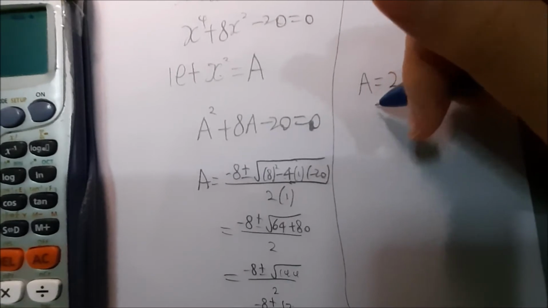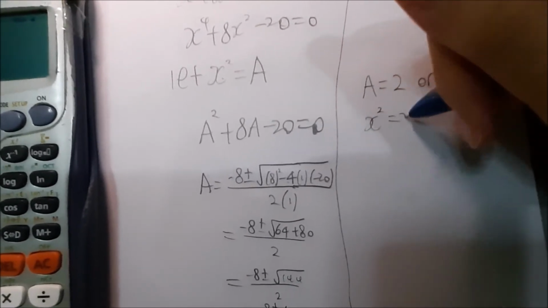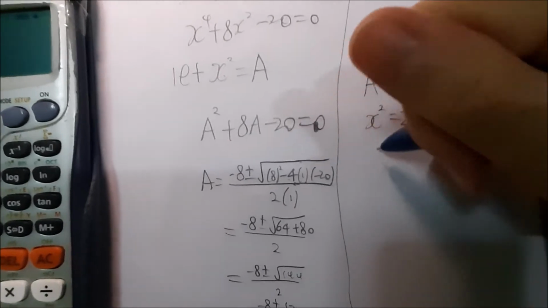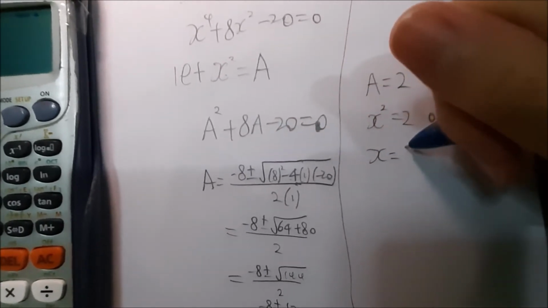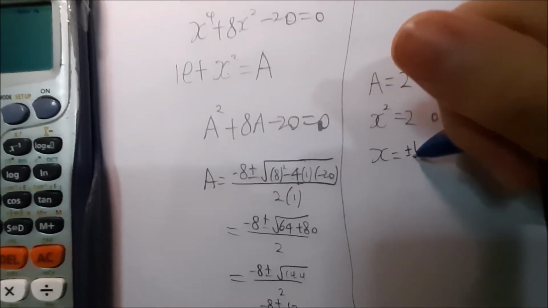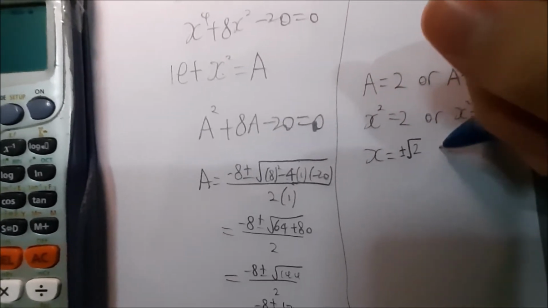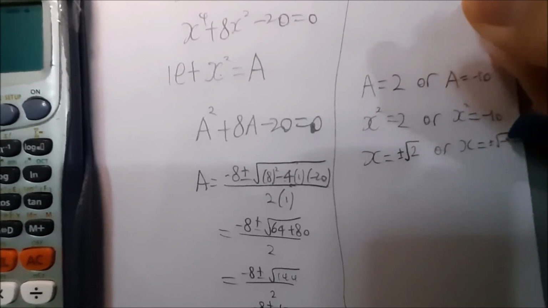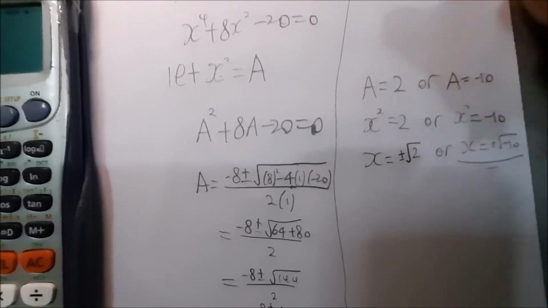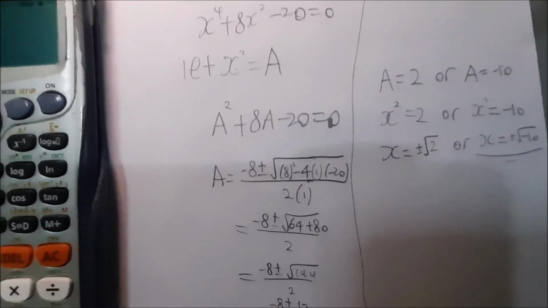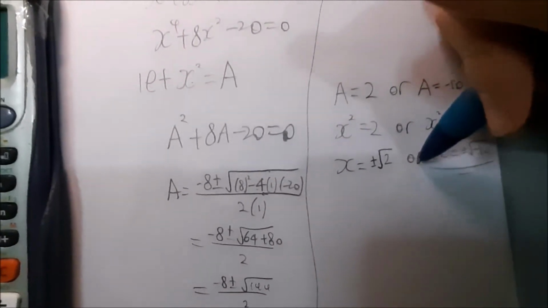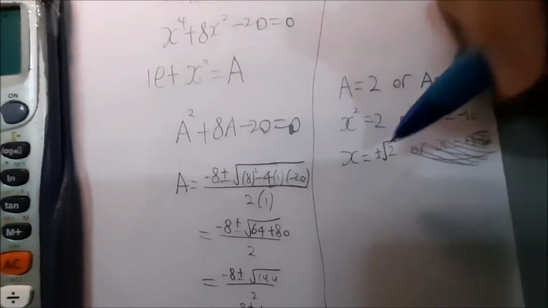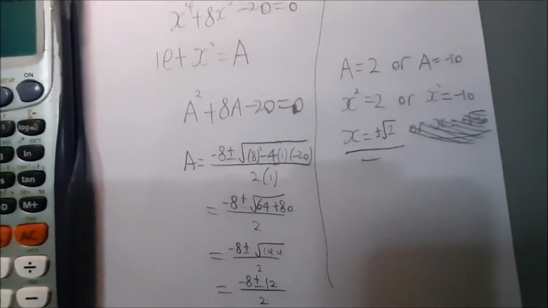And then from here you get x squared equals 2, or x squared equals negative 10, and you get x equals positive negative square root 2, or x equals positive negative square root of negative 10. And this doesn't exist, as that will be a complex number, so this answer would not matter at all. So this would be your final answer.